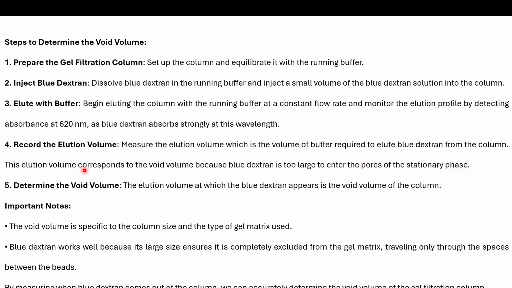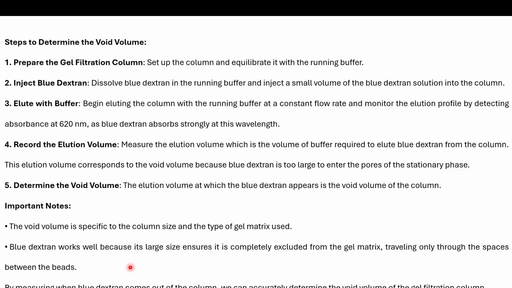Blue dextran, being a really large moiety, elutes at an elution volume that corresponds to the void volume, because it is too large to enter the pores of the matrix or the resin. Hence the elution volume at which the blue dextran appears is the void volume of the column. A few things to note: the void volume is specific to the column size and the type of gel matrix in question.